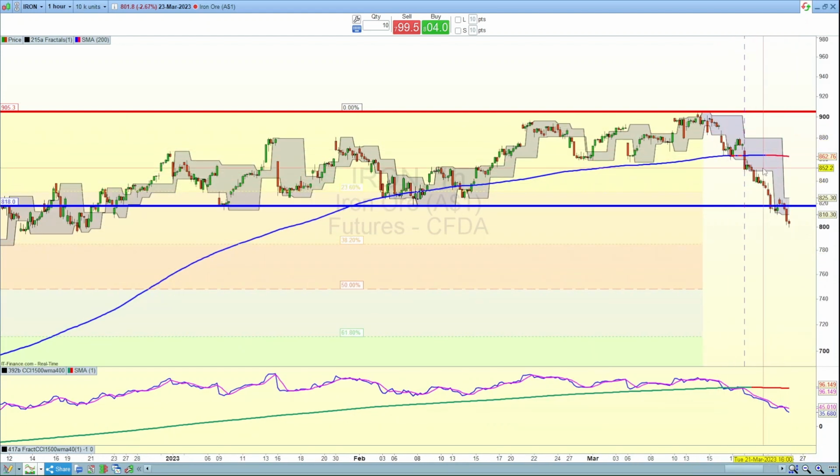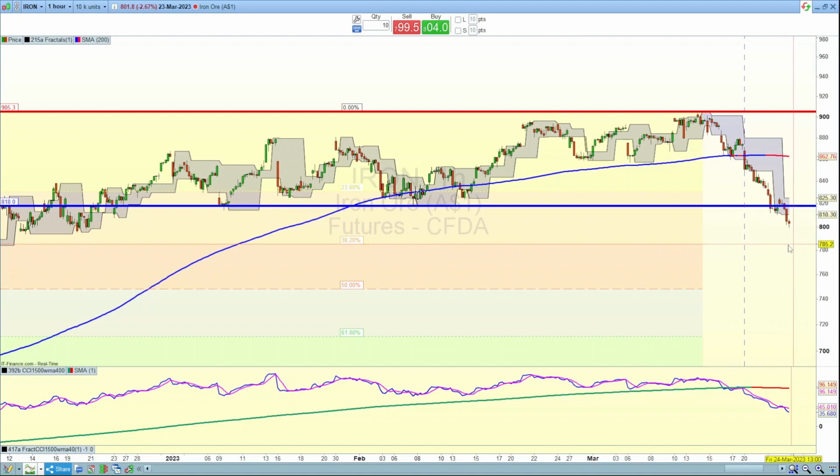But in terms of trading this, I only take short positions, and I've got some fractals here on the iron ore price. Again, when it broke down, you probably would have taken a short position at that level there, and it's played out, it's broken down to the downside, and it's just broken to the downside again in the last couple of hours as well. So potentially short positions only.